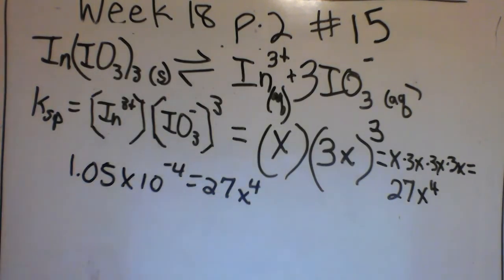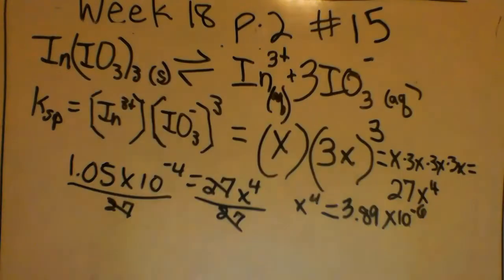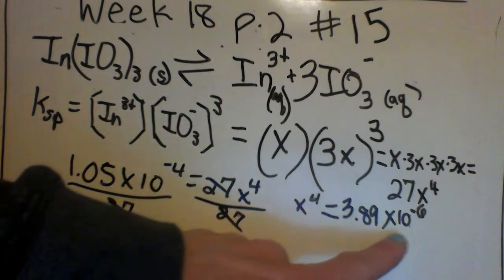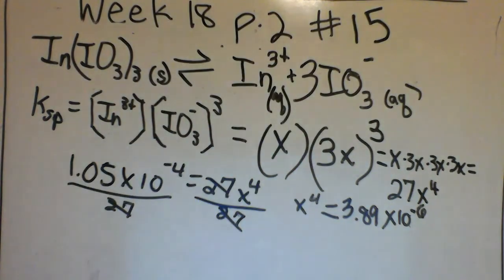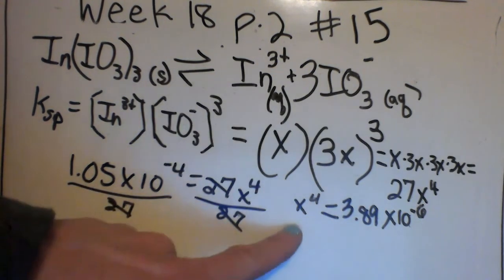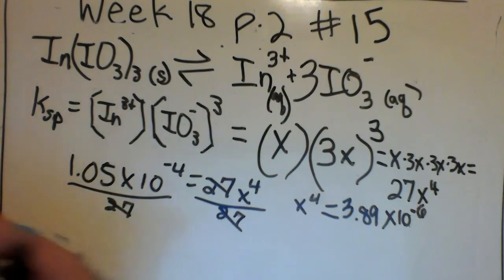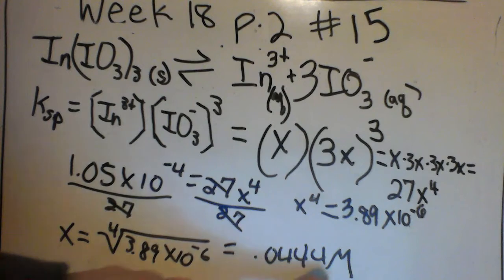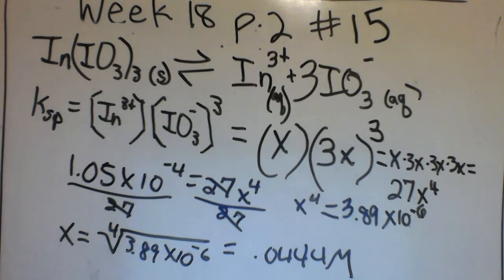Now we have to figure out what x is. We're going to start by dividing both sides by 27. And we see that x to the 4th power is equal to 3.89 times 10 to the negative 6th. Now we have to take the 4th root of this to find out what x is. So we find out that x equals 0.0444 molar.